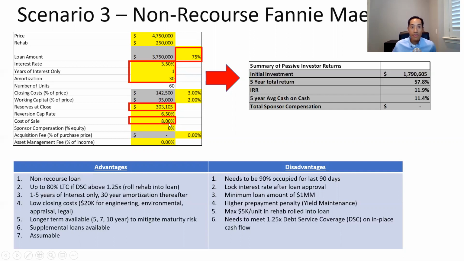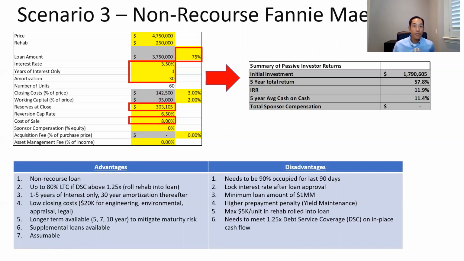So typically on Fannie Mae, there is something called yield maintenance. And so yield maintenance is essentially you paying the remaining interest over the life of the loan today when you prepay the loan. And so they take a present value of that. And so it is typically a higher prepayment penalty than your step down prepayment. And so on this example, I used 8% cost of sale.